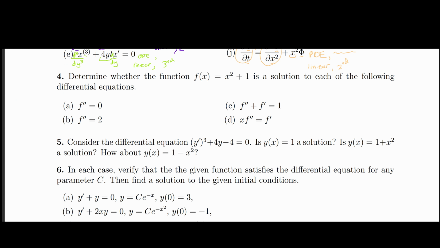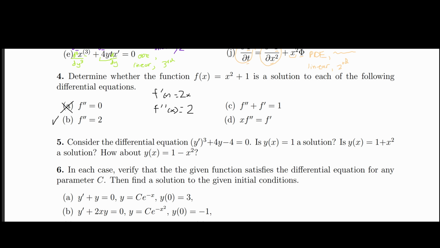For part 4, determine whether the function f of x is equal to x squared plus 1 is a solution to each of the following differential equations. Looking at part A, and looking back at f of x, we need to derive f of x twice. So the first derivative of f of x is equal to 2x, with the second derivative equaling 2. So the second derivative here says it's equal to 0. That is obviously false. So A is not a solution.